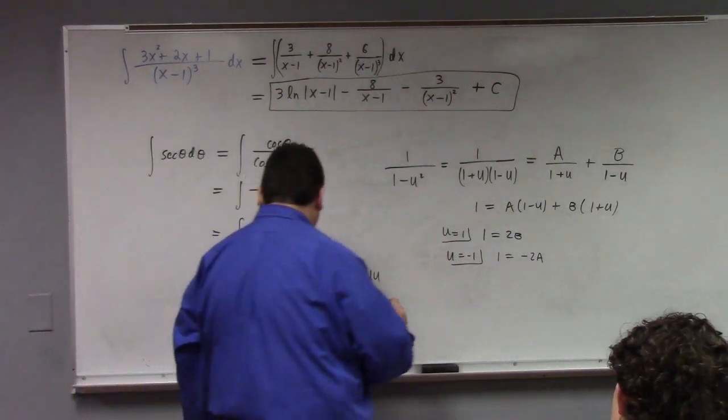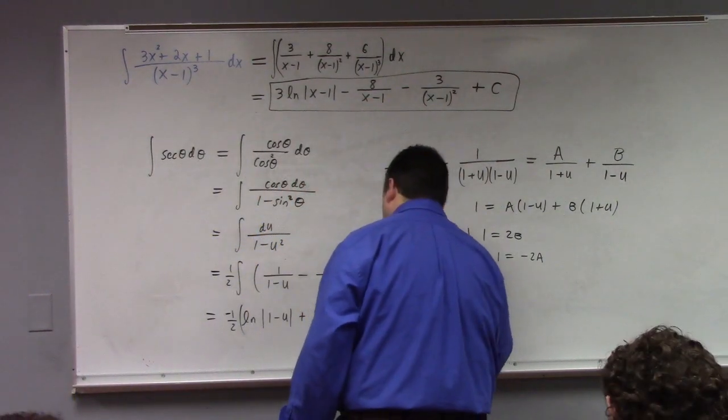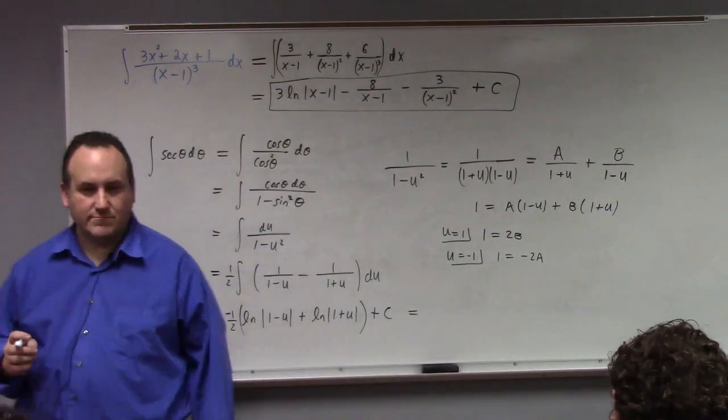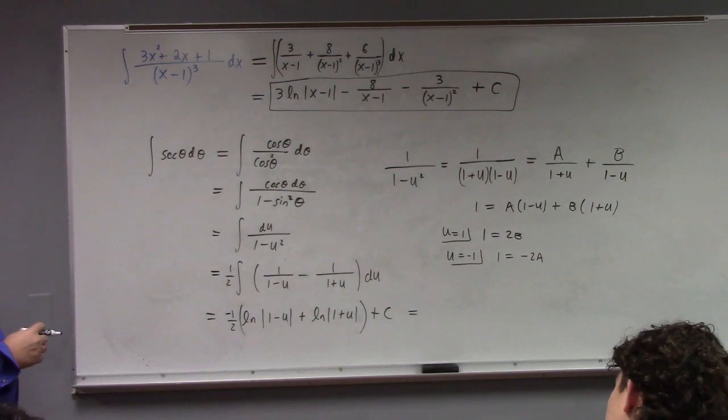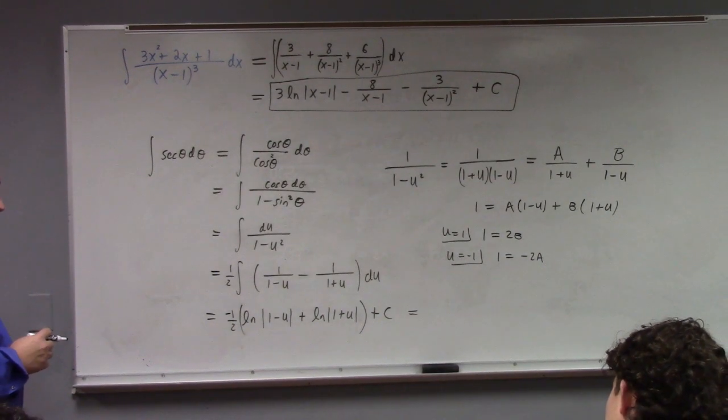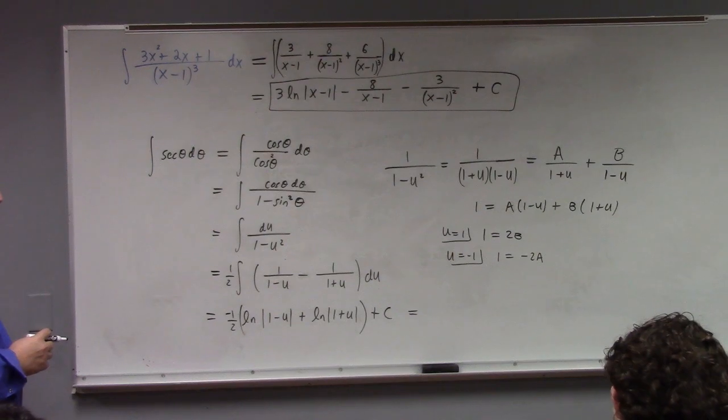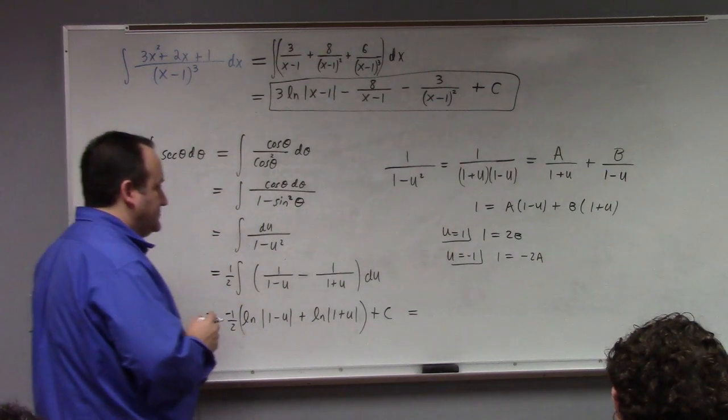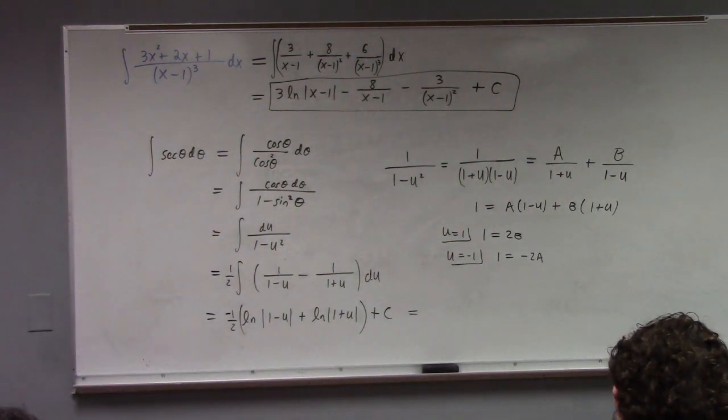If it was A times 1 minus u, and we were substituting at minus 1, would it be 1 equals 2A instead of 1 equals minus 2A? Yeah. Where you substituted negative 1 for u. No, we're out of time.